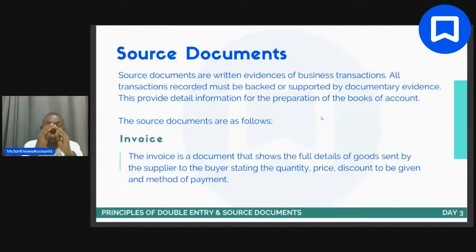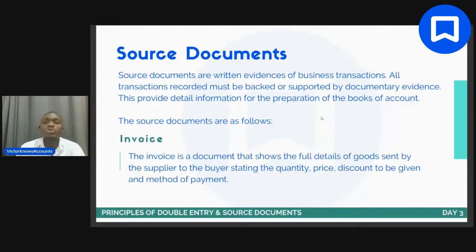It provides the detailed information, and it is from it that other books of accounts are developed. It is from it that other books of accounts are developed. All right, so that's for the source documents.